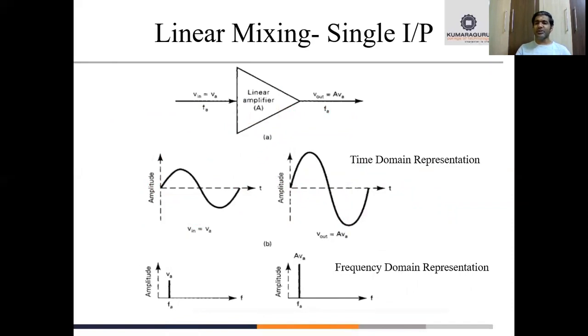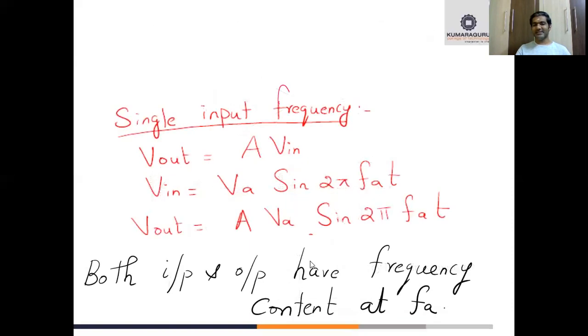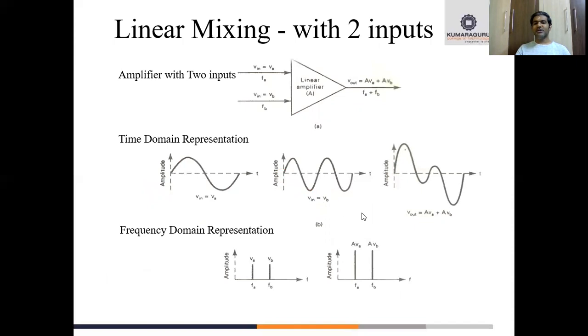The same condition we are going to analyze for linear mixing with multiple inputs. We are going to analyze what will happen if your input is more than one. So that is your next discussion. See here, linear mixing with two inputs. We have a linear amplifier, but here there are two inputs. You will have two signals: the first with voltage VA and frequency FA, and the second with voltage VB and frequency FB.